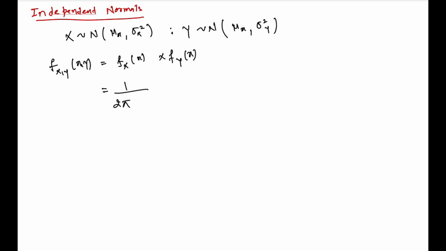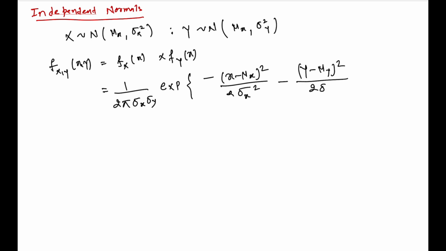So here we will have 1 divided by 2 pi sigma x sigma y, exponential of minus (x minus mu x) whole square divided by 2 sigma x square, and minus (y minus mu y) whole square divided by 2 sigma y square. Right, so this is what we will get. You just need to write the individual PDFs of x and y and multiply them. This is what you will get.